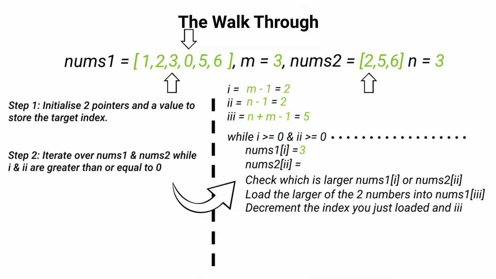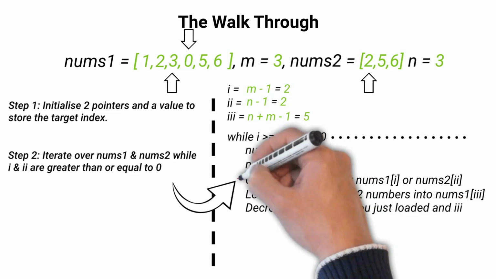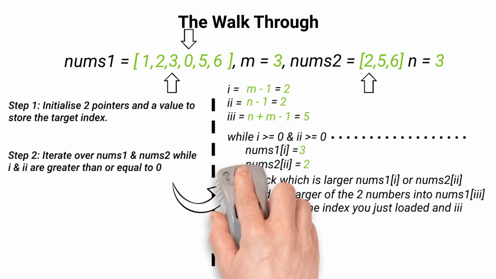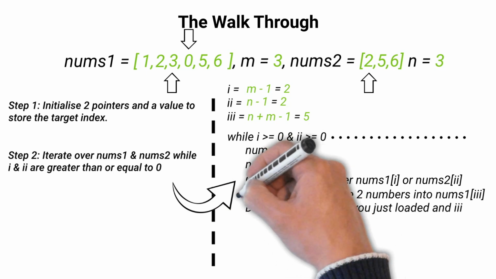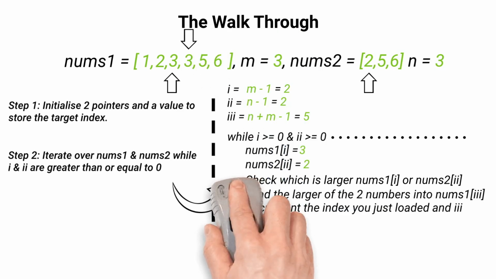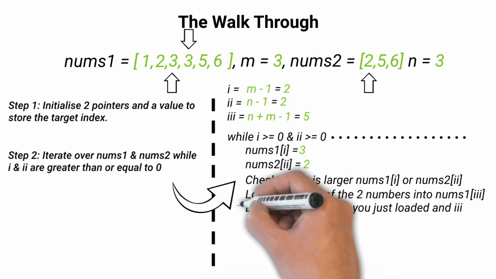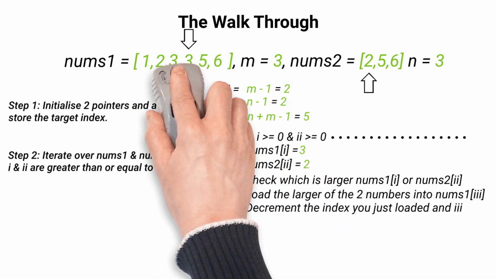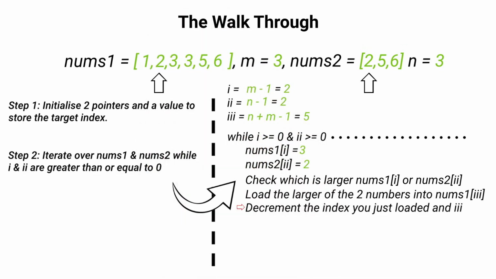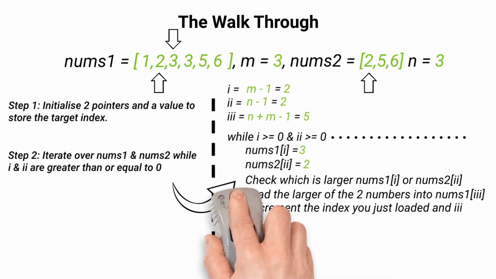Updating nums2 equal to 2. Check which is larger. We can see that nums1 is larger, being 3. So we want to load 3 into nums1[iii]. And then we want to decrement the nums1 pointer and nums1[iii]. Start the loop over again.